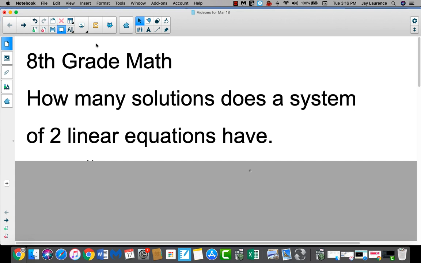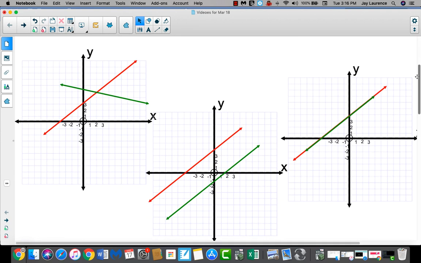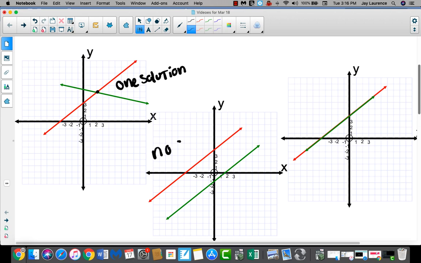Now, you may not have considered this before, but if we have two lines, a system of two linear equations, we might have a case like this where the two lines are crossing at one point, right? Well, that place is the solution. So in a case like this, we have one solution. We might have a case like this where the lines do not cross, the lines are parallel, in which case there's no solution because there's no point that they have in common.